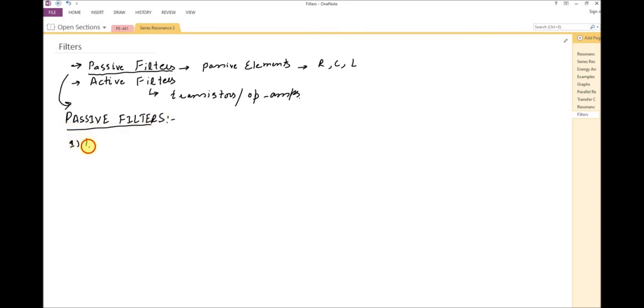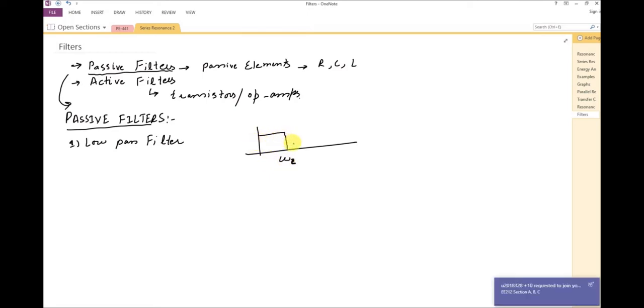The first one is the low pass filter. If I have to show it by a graph, it just allows the gain values to pass through the filter if the frequency is less than the cutoff frequency. So this is the cutoff frequency. If the frequency of the signal is less than omega c, then it will pass through the filter. But if it is greater than the omega c value, then it will be filtered out.